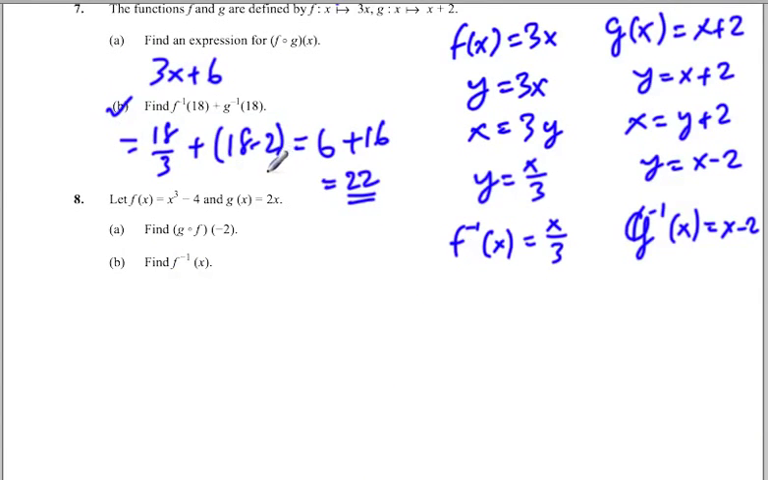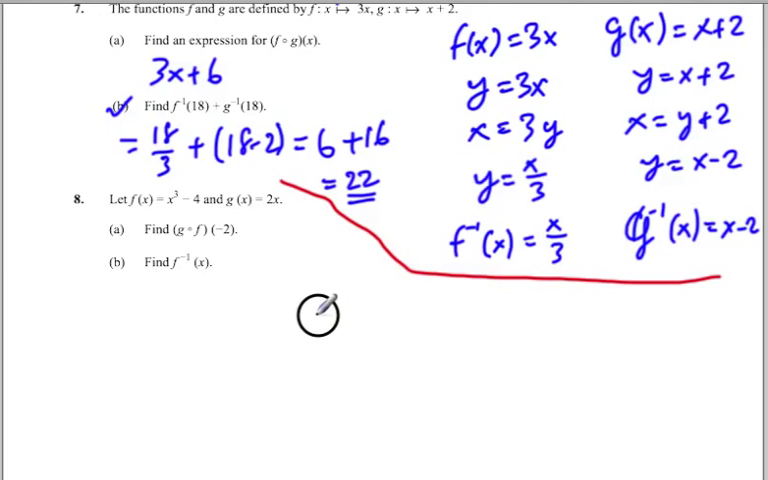Okay, let's do number 8. Let f of x equal x cubed minus 4 and g of x equal 2x. You've probably never seen x cubed minus 4, but the principles of how to do this are essentially the same. You know how to do this problem without even having to know what x cubed looks like. So, like I said before, always find g of f of x first, and then plug in -2 at the end.